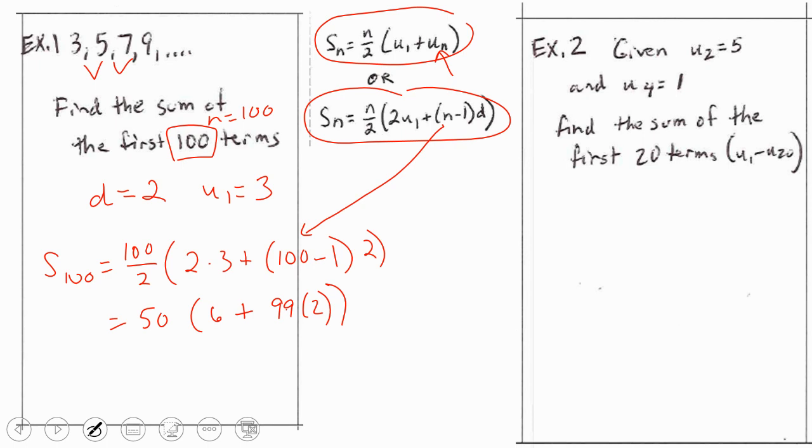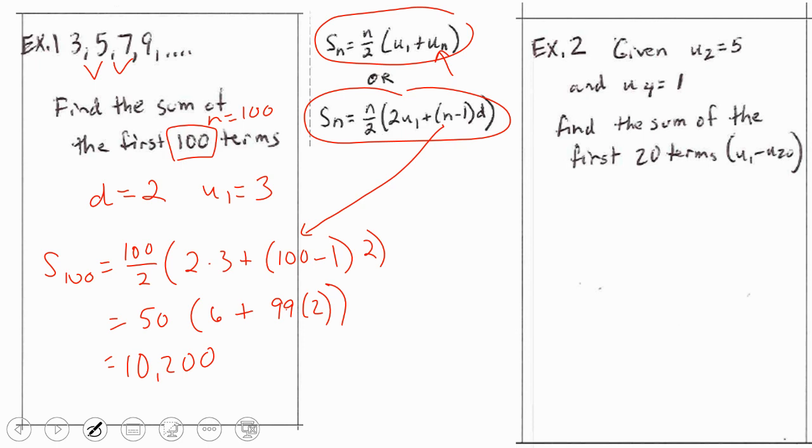So then it's just a calculator problem. 99 times 2 plus 6 times 50. And again, you would not want to have to list out all of those numbers. You could, that's the long way. So that's the sum of an arithmetic sequence.